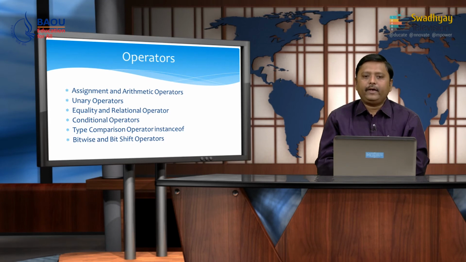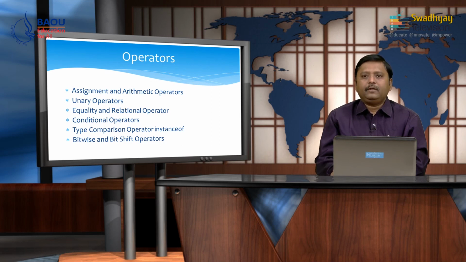So, in Java, we can classify operator into many categories. On screen, you can see the types of operators available in Java. They are assignment and arithmetic operator, unary operators, equality and relational operators, conditional operators, which is also known as ternary operator. We have type comparison operator called instanceof, and we have bitwise and bit shift operators. Now, all these operators are classified based on the type of work they carry out.